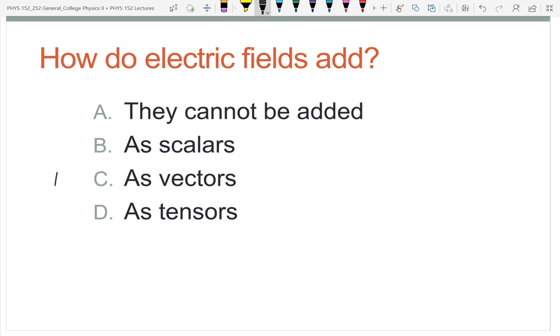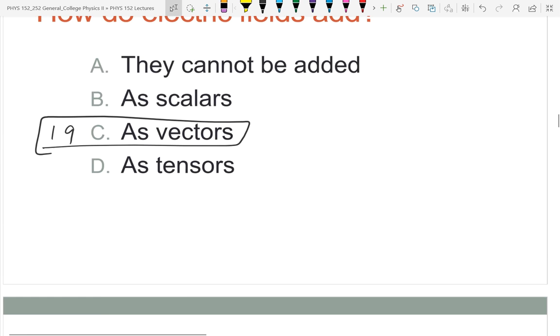Okay, 19 out of 19 said vectors. Thank you. Sometimes I wonder, but we were all paying attention on that one.